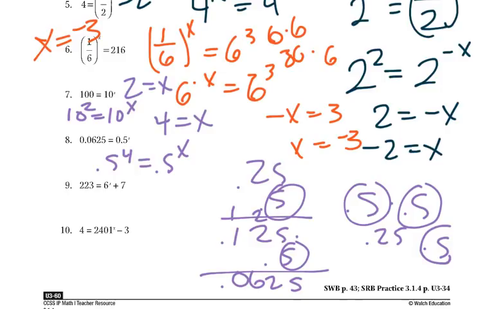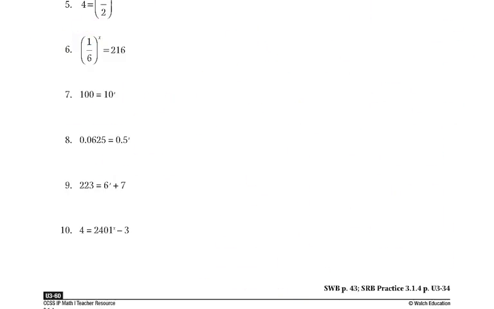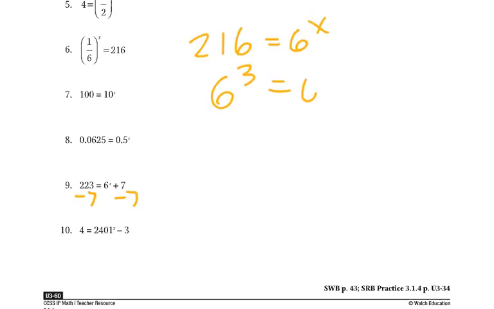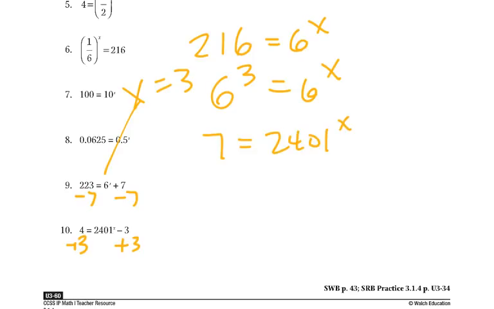Now on 9 and 10, sometimes you just have to do a little extra work to get there. So we'd subtract 7 first. So that would become 216 equals 6 to the x. Well, 216 we already discovered was 6 to the third, so x equals 3. And the last one, we would add 3, and we'd get 7 equals 2401 to the x. Whoa, this is a weird one.